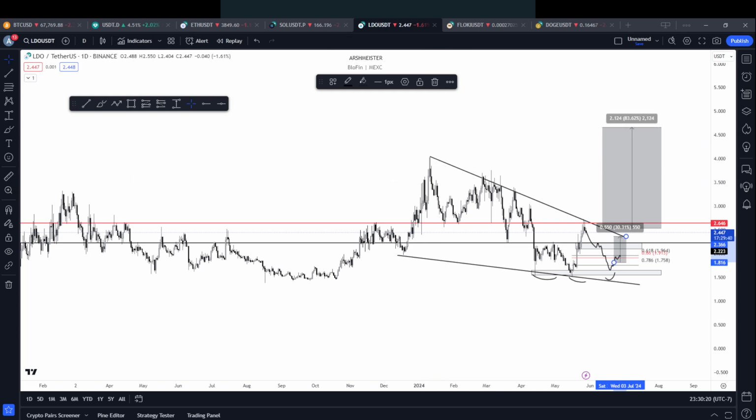Okay, so these are the coins that I'm currently looking at. Any plays that I take, I know most of these coins I'm already in and positioned already, but any plays that I take will be given in the Discords and in the channels.